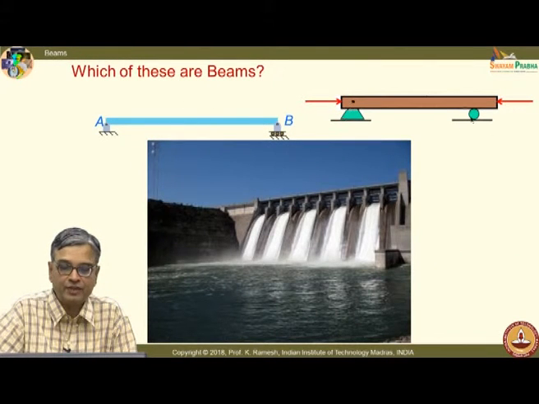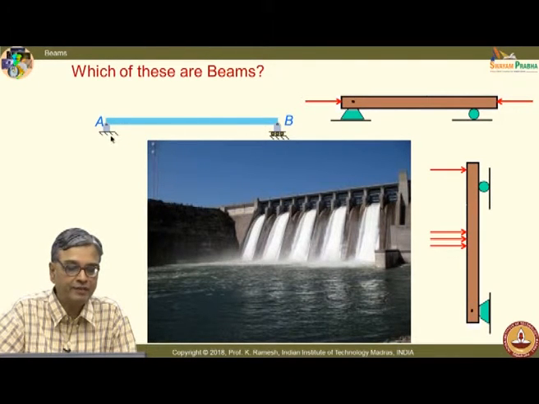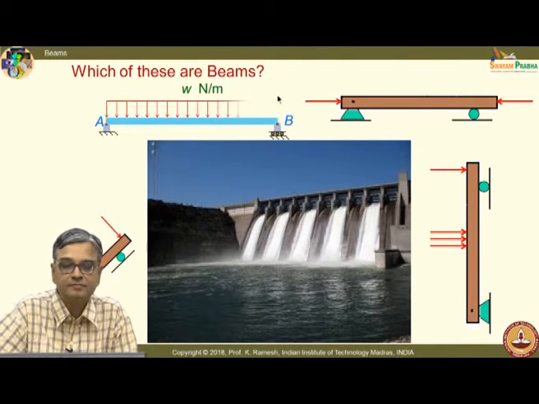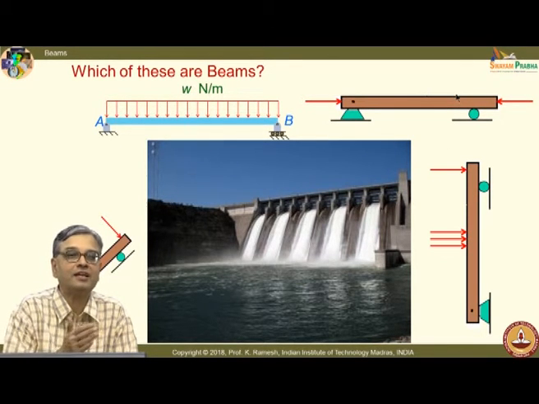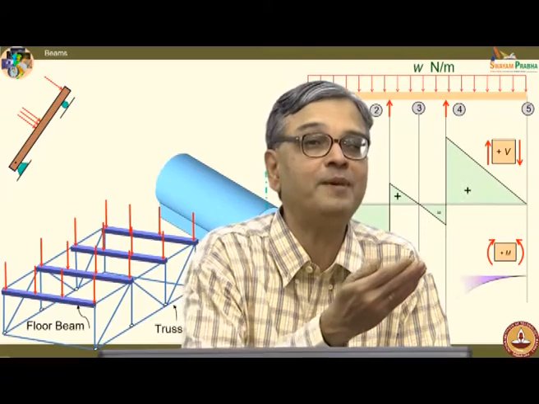And I have shown a variety of members here, and you have to tell me which of these are beams. In the previous slide, we saw everything as horizontal members. I have a horizontal member like this, but I have a vertical member here. Can you call this a beam? Yeah, 50% of you say you can call it a beam, and 50% of you say you cannot call it a beam. Because we have seen in the previous slide, all beams were horizontal.